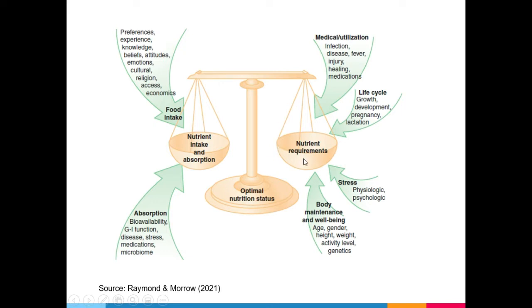On the other side of the balance, we have the nutrient requirements. We have medical utilization, life cycle, stress, body maintenance, and well-being. Of course, each of these factors can affect nutrient requirements in one way or another.